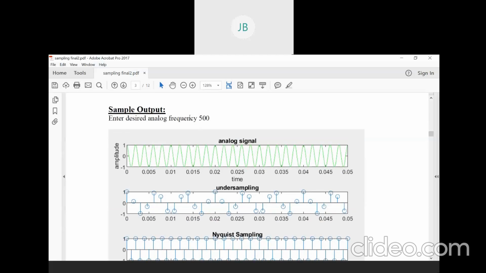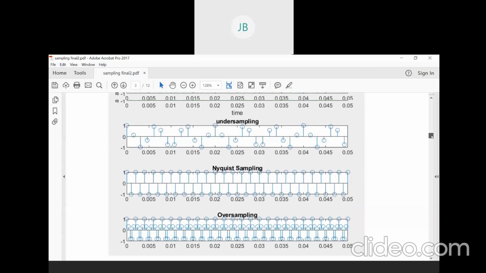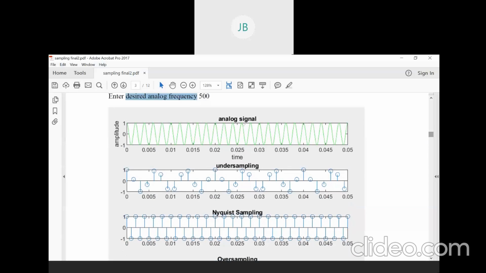So first we need to enter the input frequency. We had the command to input the frequency, right? You can enter it as 500, 200, 1000, or any input value. And then we had a figure. The figure had 4 subplots, right? 1, 2, 3, 4. The first one is the analog signal having a green color. That is what we have defined. So it has a frequency of 500.